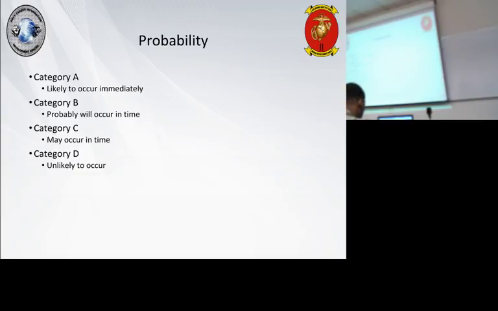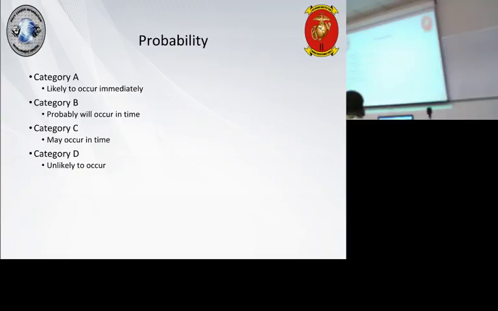Probability, okay? We talked about severity. That's a whole different one. Probability, what do you think that means? The chance of it happening, right? So there's different levels of it actually happening. So category A, it's likely to occur immediately. Okay, so if you are on a range and you step out onto the firing line, what's going to happen to you? Possibly going to get hit. You're going to get shot, right? That will occur immediately. Make sense? Okay, category A. Category B, probably will occur in time.